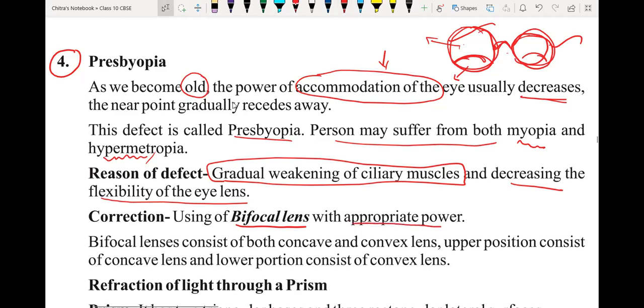Sir, the down part is for near, convex? Yes. No, no, no. The upper part is for myopia and the lower part is for hypermetropia. So a bifocal lens consists of both concave as well as convex lens. The upper portion consists of the concave lens and the lower portion consists of the convex lens.